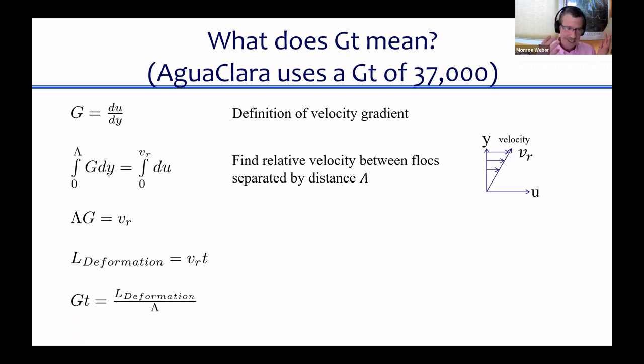So in AguaClara, we use a GT for designing our flocculators of 37,000. That number means that if two particles had a separation distance of 1 millimeter, by the time they've moved through the flocculator, they have moved relative to each other a distance of 1 millimeter times 37,000, which is equal to 37 meters.